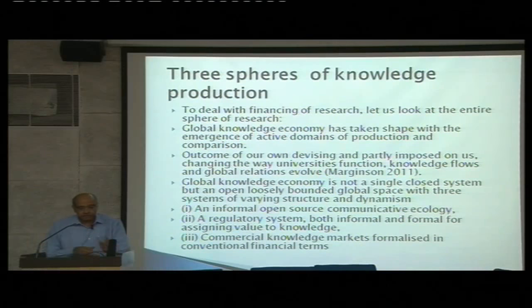And so when you're dealing with the entire sphere of knowledge production, we can see that it has taken a shape with the emergence of active domains of production and comparison. And there are three spheres, basically. One is the informal open source communicative ecology. The second is a regulatory system, both informal and formal, which are assigning values to the knowledge. And third would be the commercial knowledge markets formalized in conventional terms.